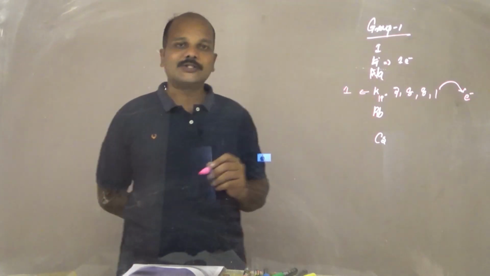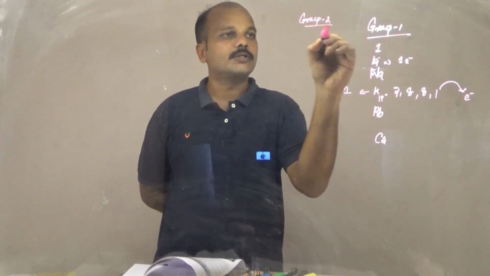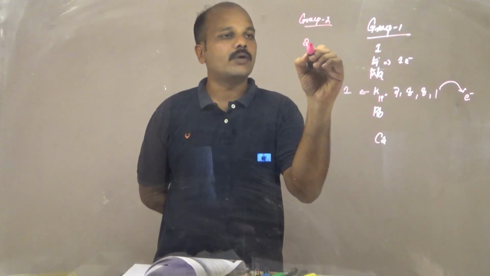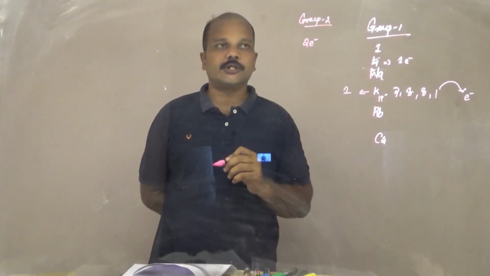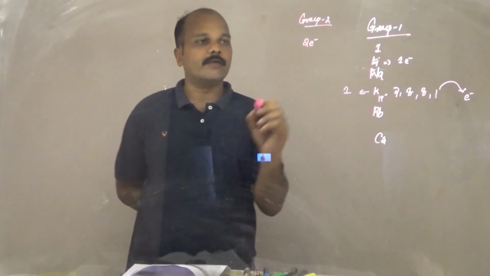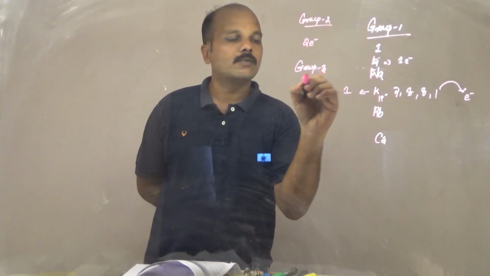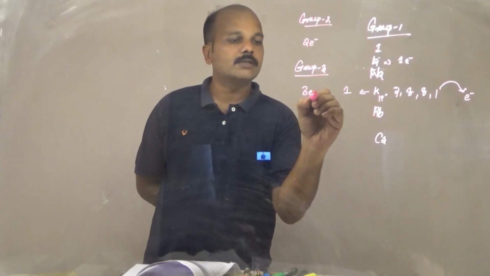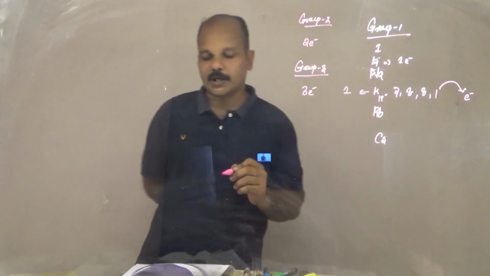Group 2 in the same way is going to have 2 electrons in the outermost shell. And group 3 in the same way is going to have 3 electrons in the outermost shell.